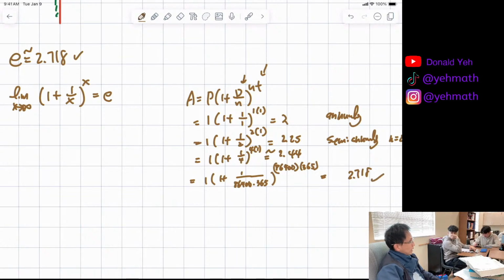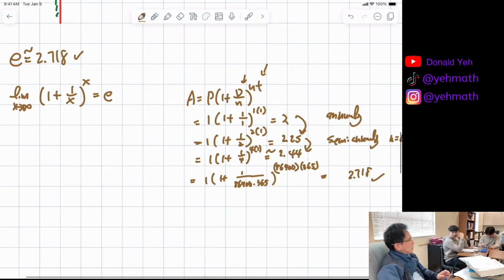$1 in the bank, 100% interest rate. You can compound as many times as possible. You go from $2 to $2.25 to $2.44 as you compound from annually to semi-annually to quarterly. But if you compound an infinite amount of times, it doesn't matter how many times, it's gonna be 2.718. That's why that number is so special. Okay, that's e.